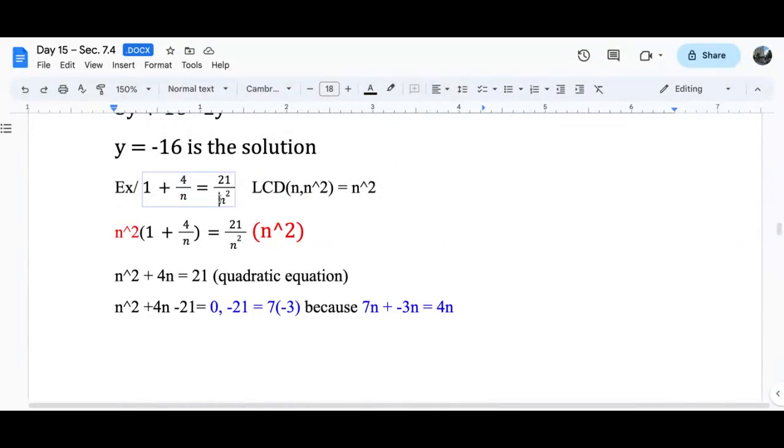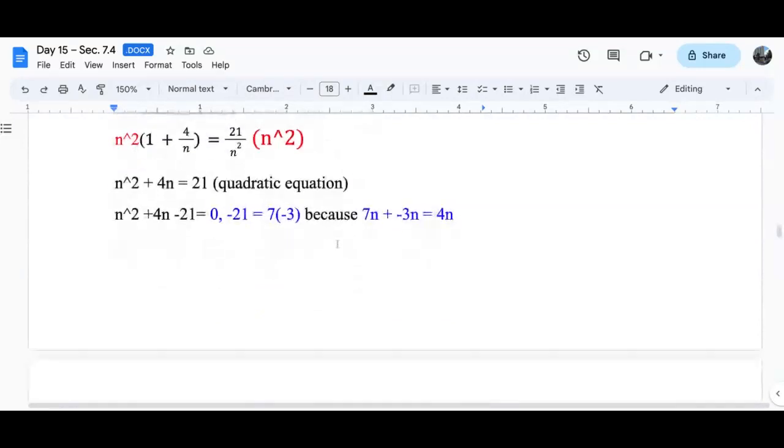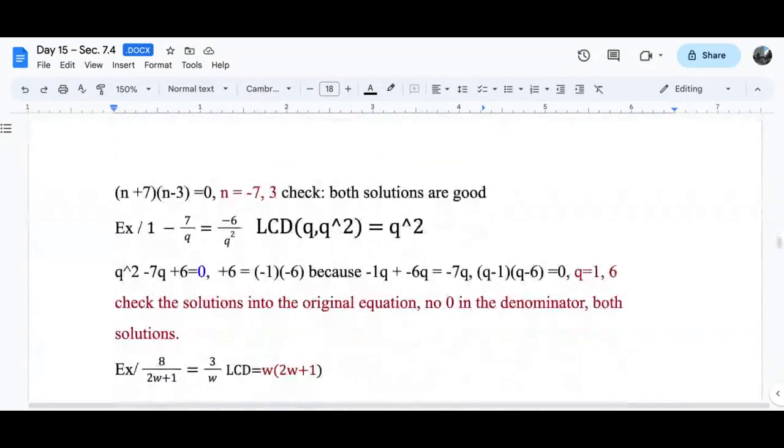7, 3, you can check both, should be fine. So both are solutions.